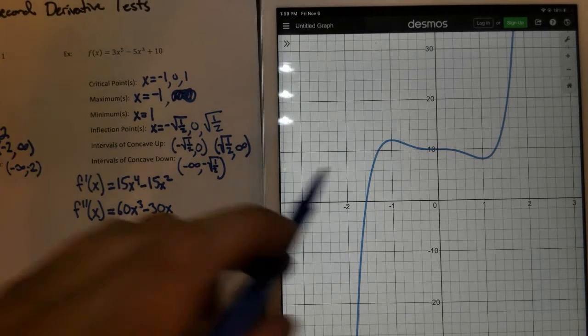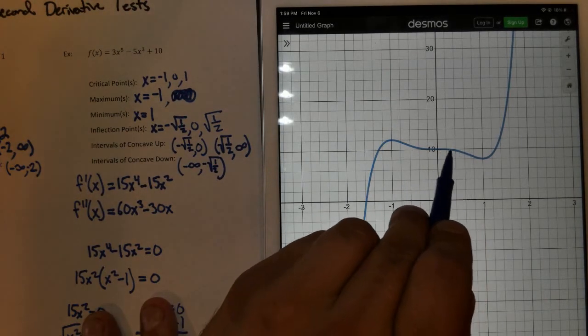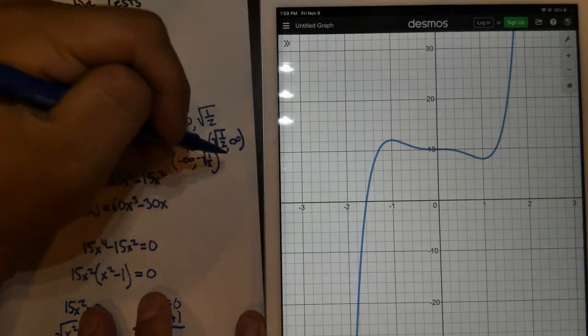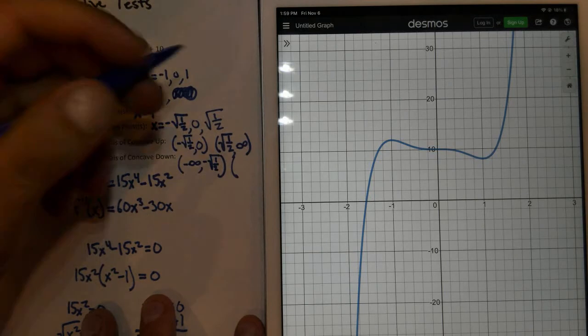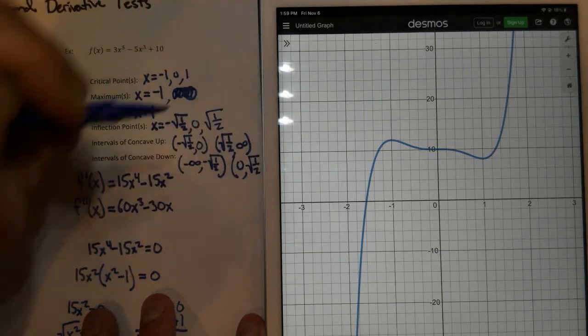And then it's concave down from 0 to the square root of 1/2. That's just this little section, see how it's bending downward. So it's from 0 to square root of 1/2.